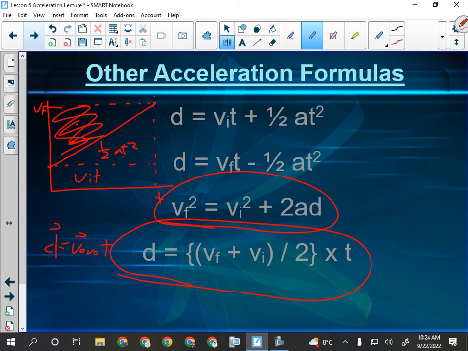So, I mean, you look at this, it's an acceleration formula with no acceleration in it. Acceleration is not part of it, but it's saying it could be used to calculate displacement if the velocity was changing uniformly. So it's really not a new formula, it's just a rewriting of one we already use. That's why it's not one we use very often. Okay, questions on the formulas?